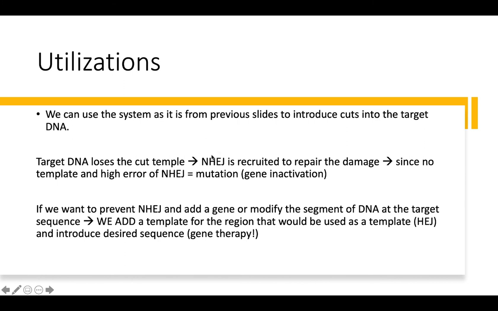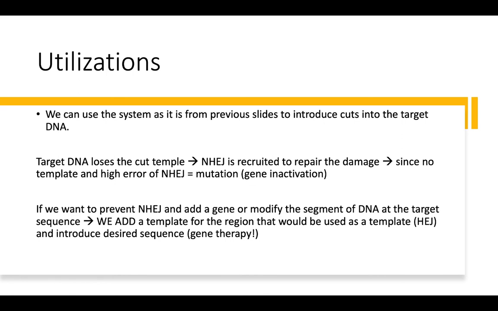the sequence here a bit. So what happens if you don't have a template? What is the mechanism, in the first lecture or I think the second lecture, that you use to repair DNA damage that you don't have a template for? You use non-homologous end joining. We said non-homologous end joining has a lot of errors because it does not have a template. So your cell wants to repair this DNA damage. There is no template. Non-homologous end joining, high error, mutation, the gene will be inactivated. And that's how you knock out genes. So we can now knock out genes.